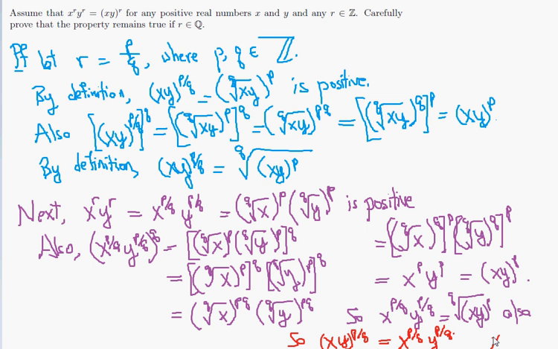So this is a very careful way of proving the law of exponents for rational numbers based on the law of exponents for integers.